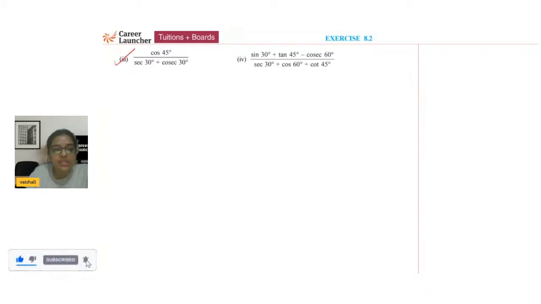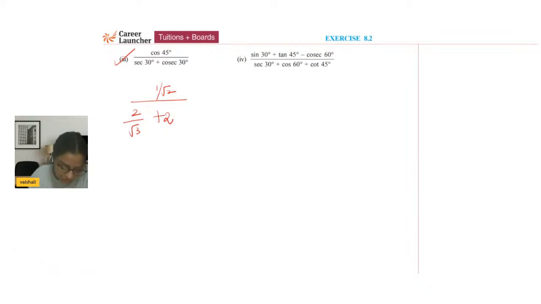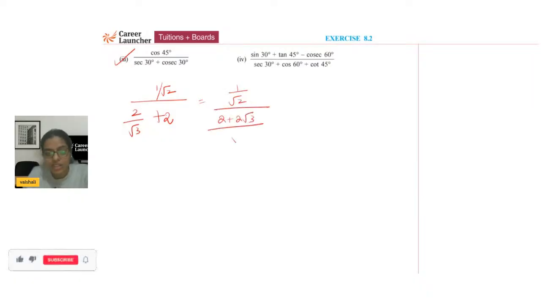The next one is cos 45. How much is cos 45? 1 by under root 2, right? And what about sec 30? 2 by under root 3 and plus of cosec 30. What is it? Right? So you have substituted all the value. Now you need to just simplify this expression. 1 by under root 2 divided by 2 plus 2 under root 3 divided by under root 3. So let's just simplify this.